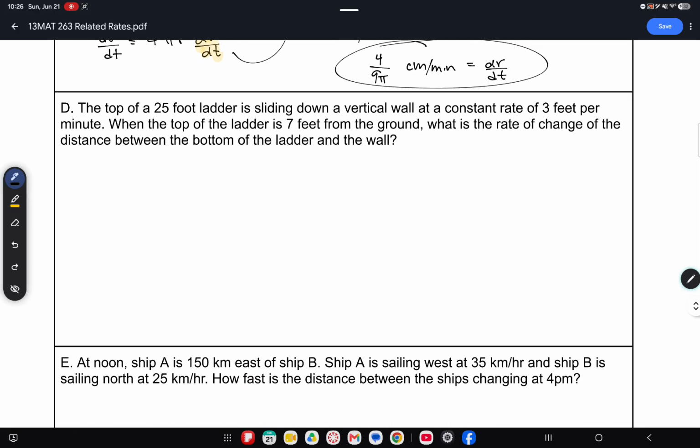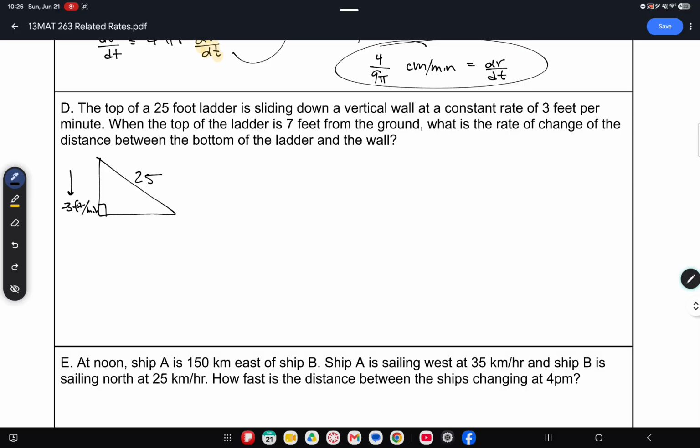So the top of a 25-foot ladder is sliding down a vertical wall at a constant rate of 3 feet per minute. When the top of the ladder is 7 feet from the ground, what's the rate of change of distance between the bottom of the ladder and the wall? This is one where I'd probably draw a picture. So I have a 25-foot ladder. It's making a right triangle with the wall, right? Sliding down a wall at 3 feet per minute. So since we're going down, let's make that a -3.